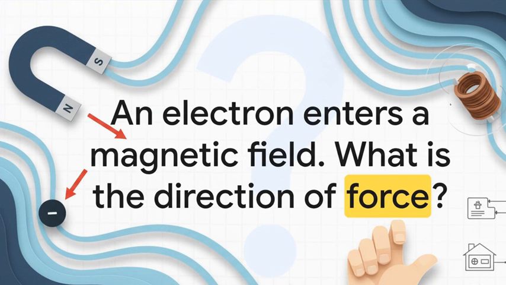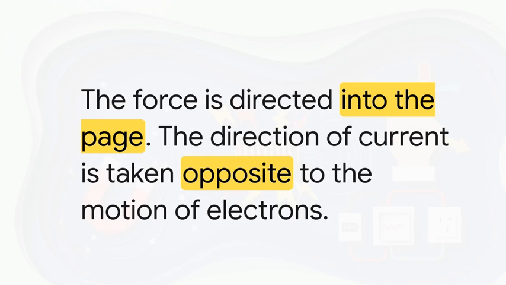Let's try it out with a typical problem. We've got an electron that's moving up into a magnetic field that's pointing to the right. So what direction is the force? Now before you jump in, remember the one big trick they always use to catch you. The rule uses conventional current, which flows in the opposite direction to an electron. So if our electron is moving up, that means the conventional current is flowing down.